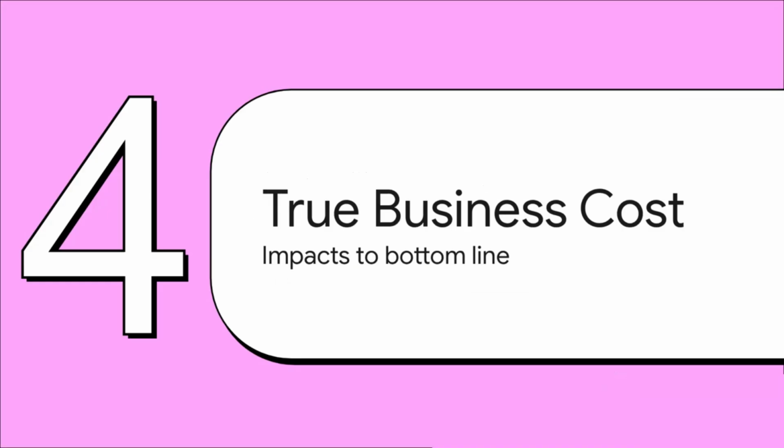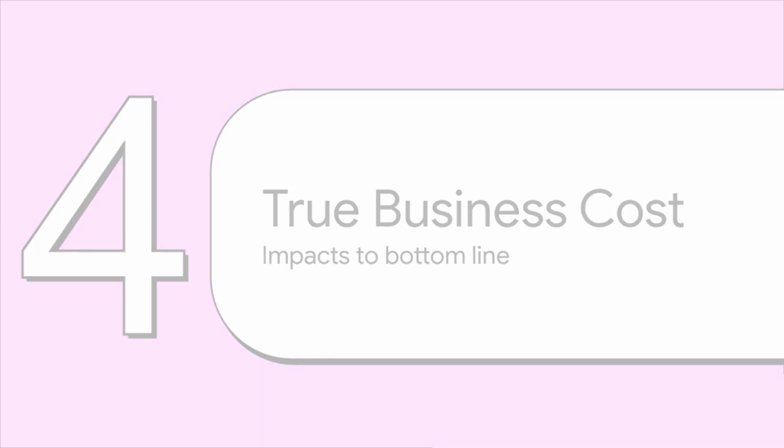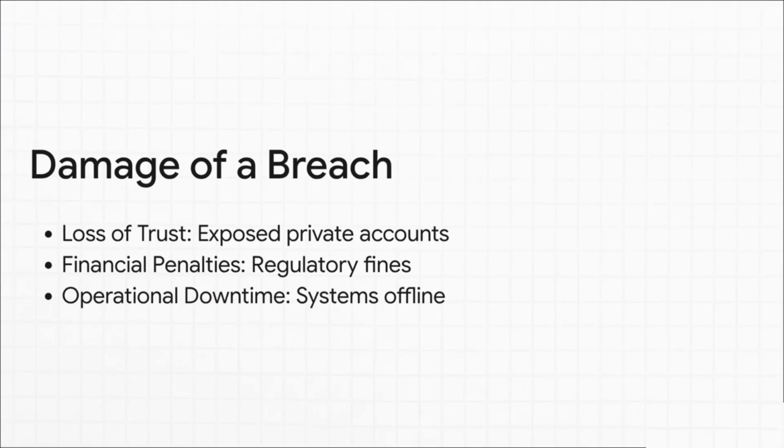And that leads us directly into Section 4, the true business cost, and how these critical flaws actually impact the bottom line. Because every single time a customer interacts with us online, they're trusting us with their identity, their most sensitive data, and their money. The immediate damage of a breach from ignoring these specific apps is absolutely brutal.